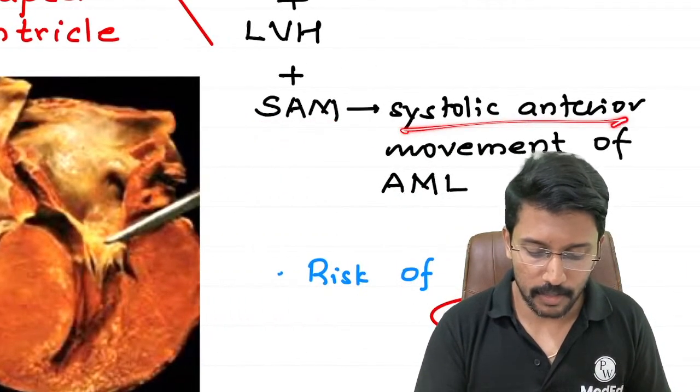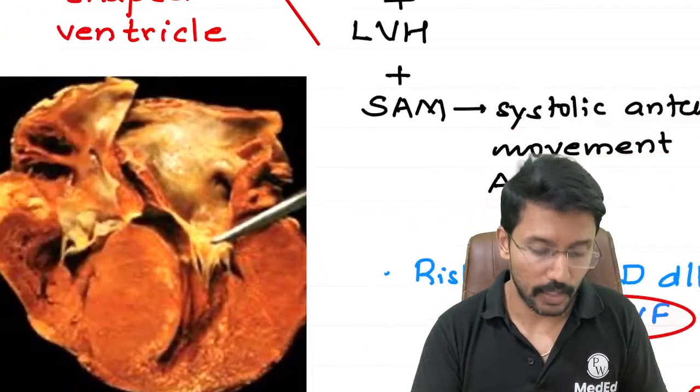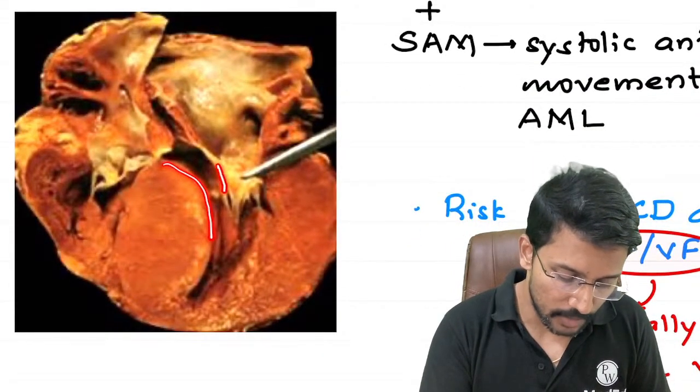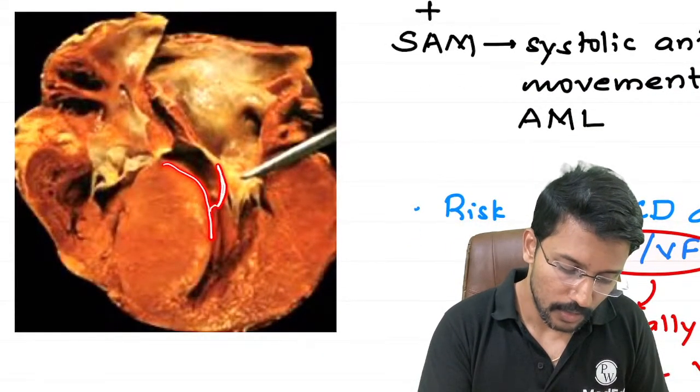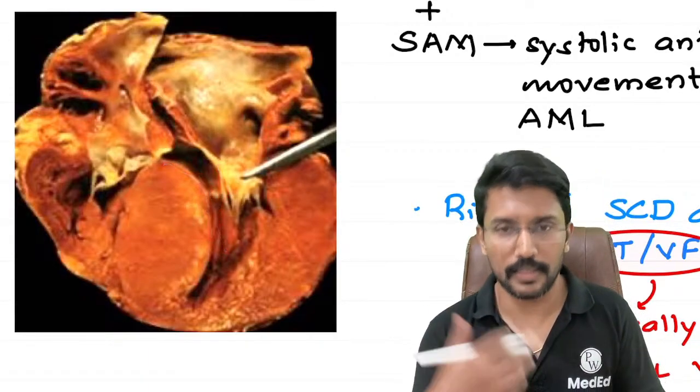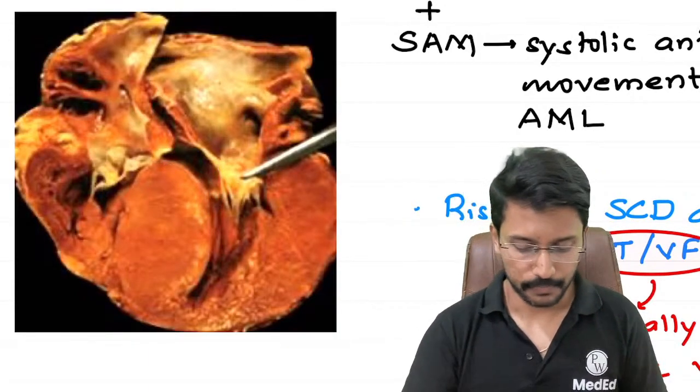Systolic anterior motion of the anterior mitral leaflet. So that also adds to obstruction. On one hand, this is creating obstruction. The mitral leaflet coming here during systole creates further obstruction, making very little space available for the blood to move. Right? This can be seen on the echocardiography.